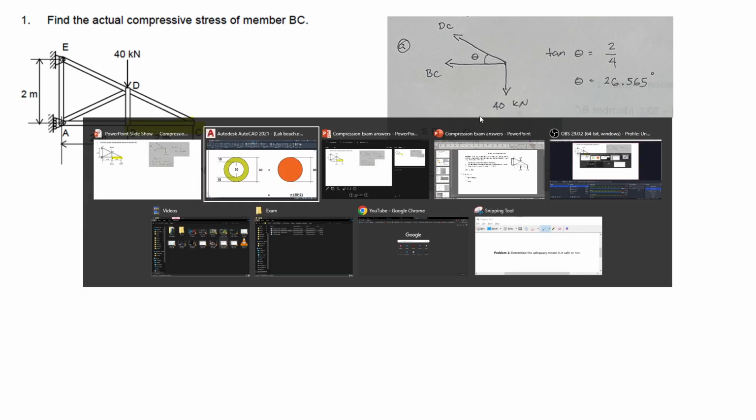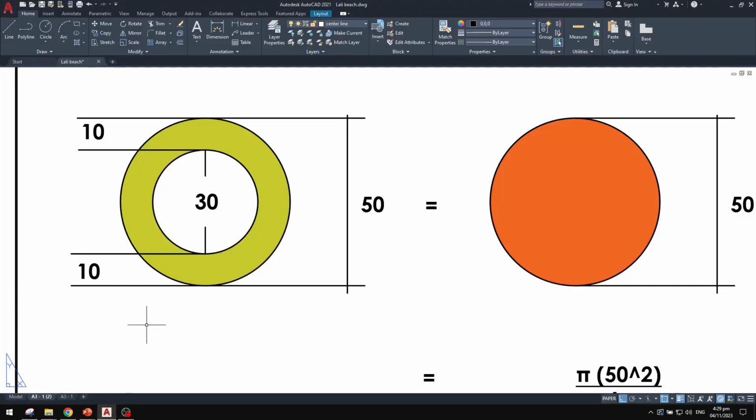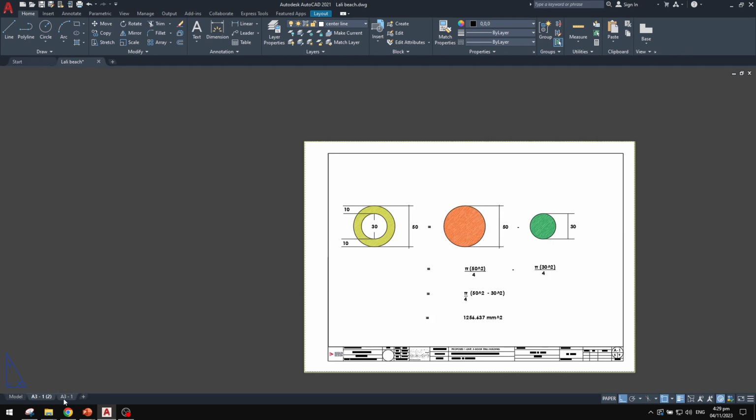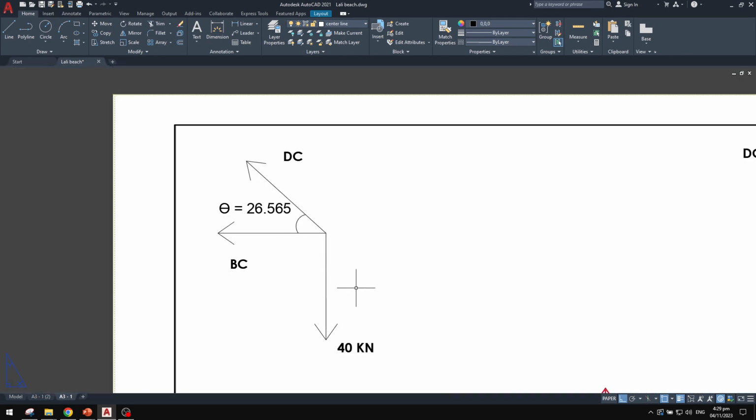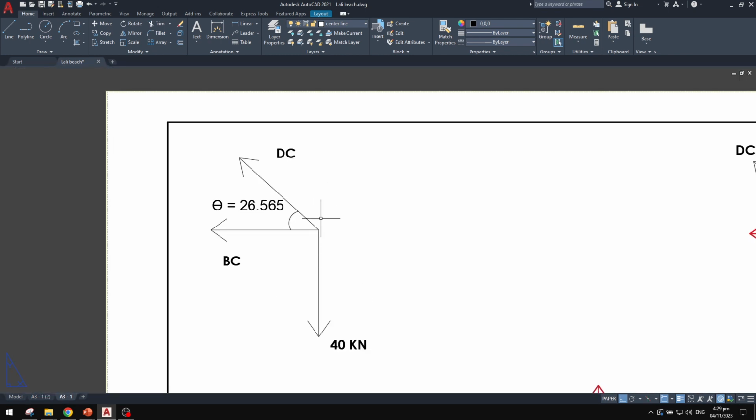Okay, but before that, let's visualize. Adto ta dere. Okay, dere. So I have drawn again the theta, no? 26.565. This is DC and BC and the 40 kN. Now, to analyze this, we need to dissolve DC. We need to convert DC into its components.